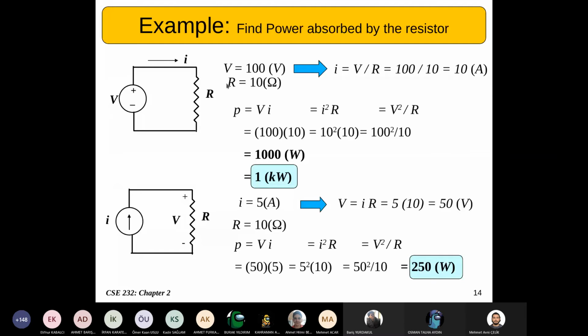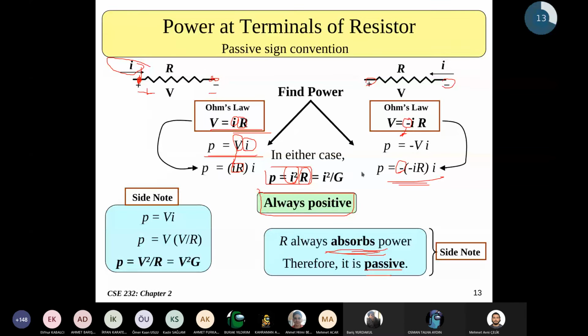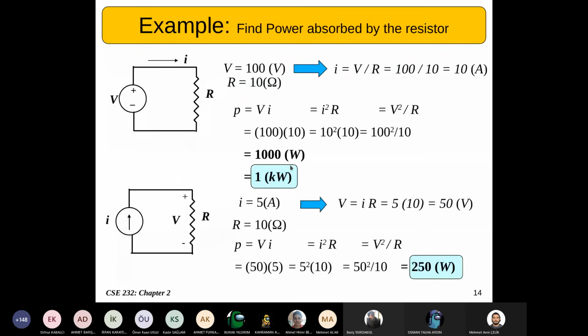Using this formula, I squared times R or V times I, we can calculate the power absorbed by the resistor or the power generated by a voltage or a current source. Take this example. The voltage across this independent voltage supply is 100 volts, and the value of this resistor is 10 ohms. That means the current passing through this branch, using Ohm's law, will be the voltage divided by the resistance. That will be 10 amps.